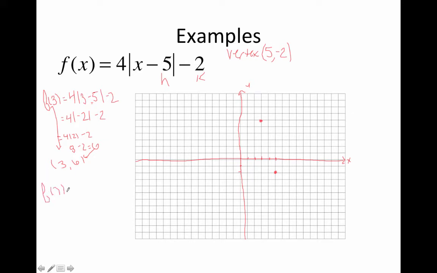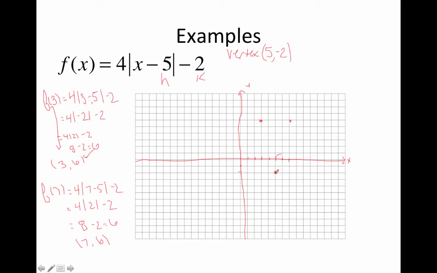So f of 7 will replace x with 7, so 7 minus 5 minus 2. Absolute value of 7 minus 5, well 7 minus 5 is 2. And then remember with absolute values, if it's a positive number inside the absolute value, it still stays positive. So we still have an 8 minus 2. So again, we get 6, so that means that x equals 7, y is going to equal 6. So I'll go over 5, 6, 7 boxes on the x, up 1, 2, 3, 4, 5, 6.